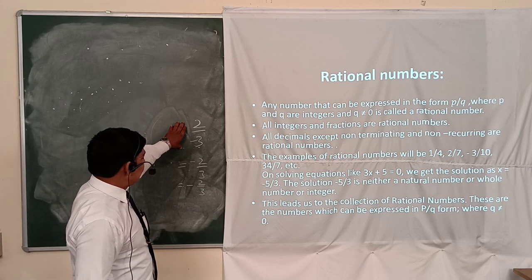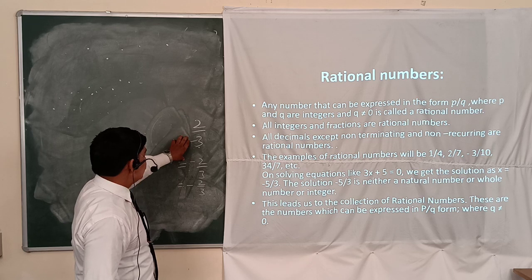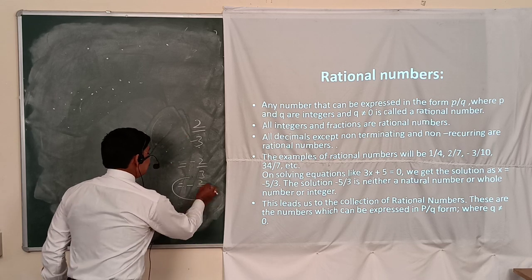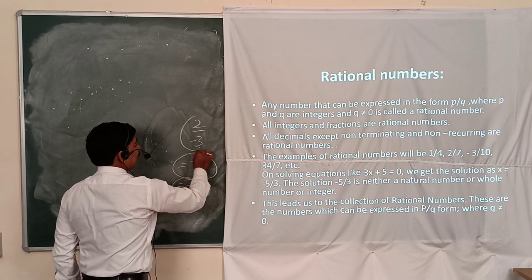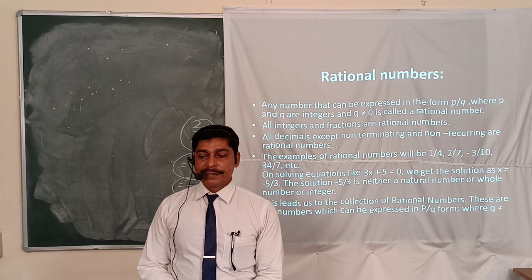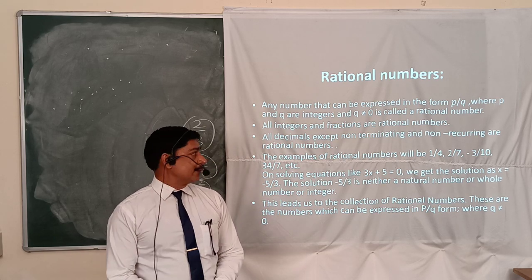So all the three forms, 2 by minus 3, minus 2 by 3 and minus 2 by 3, have the same value. So if there is a negative sign in the denominator, before solving any sum, transfer it to the numerator.